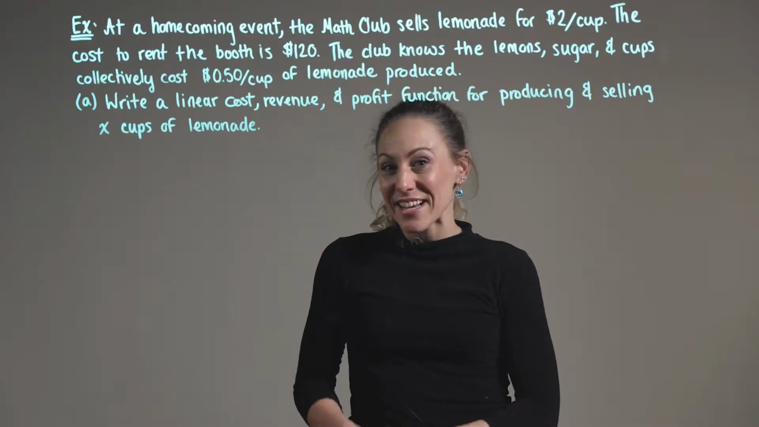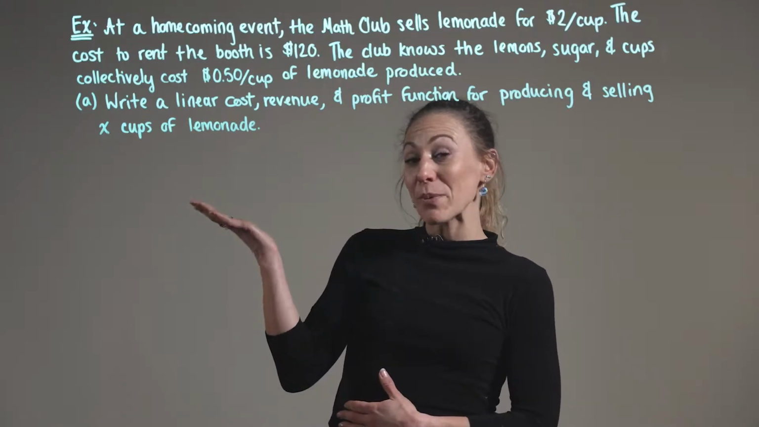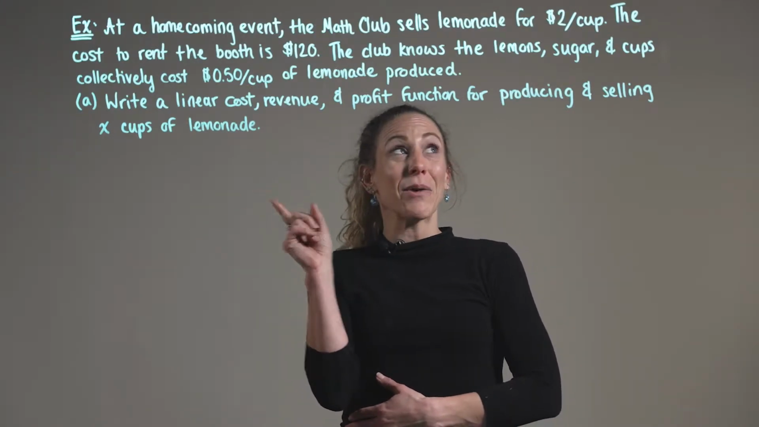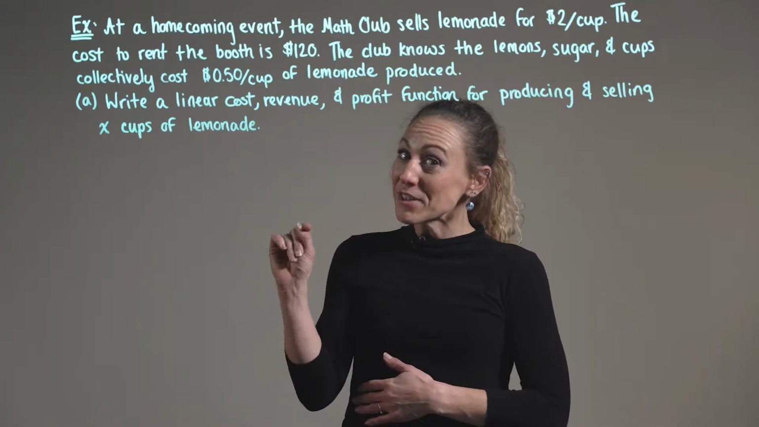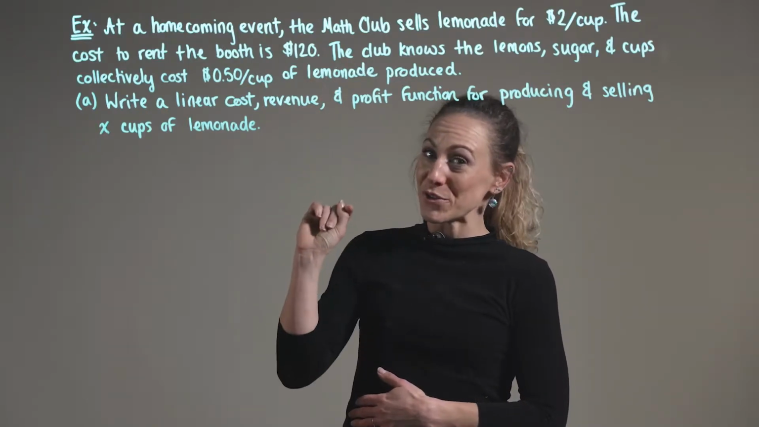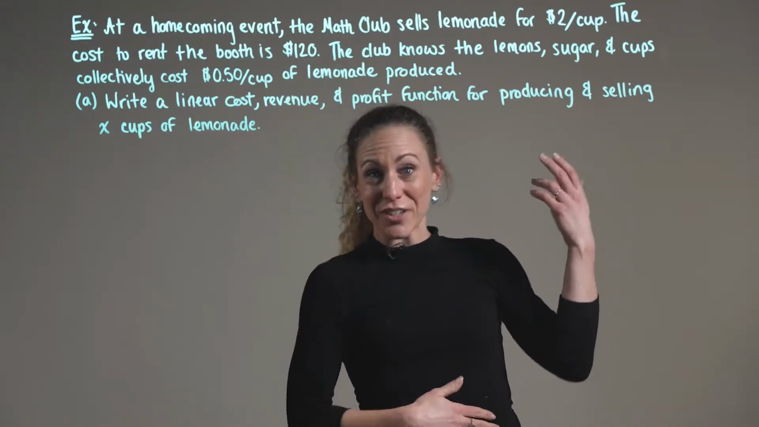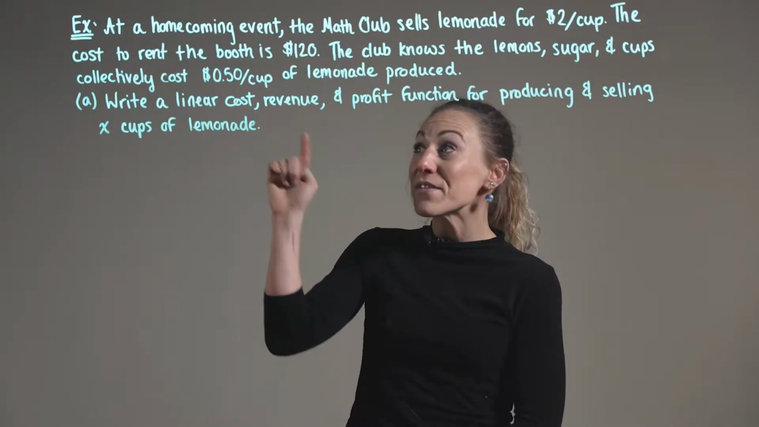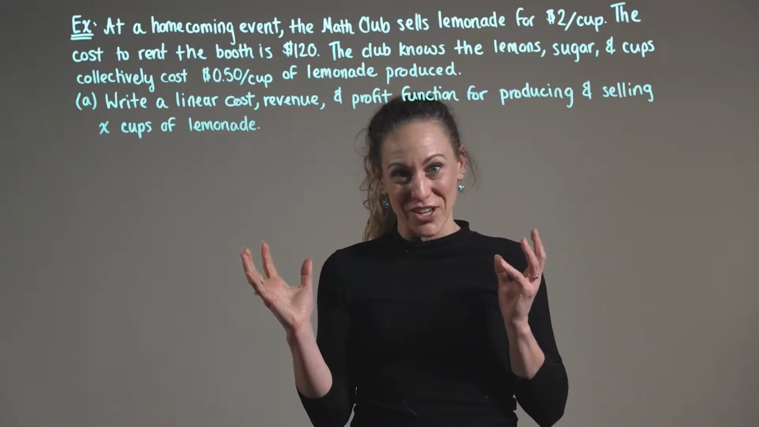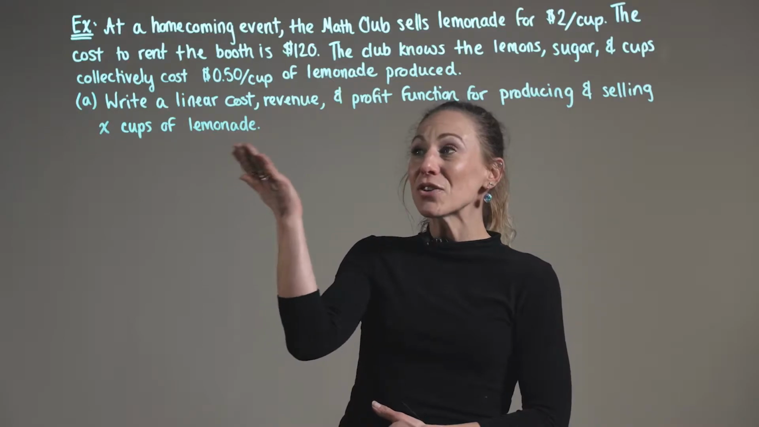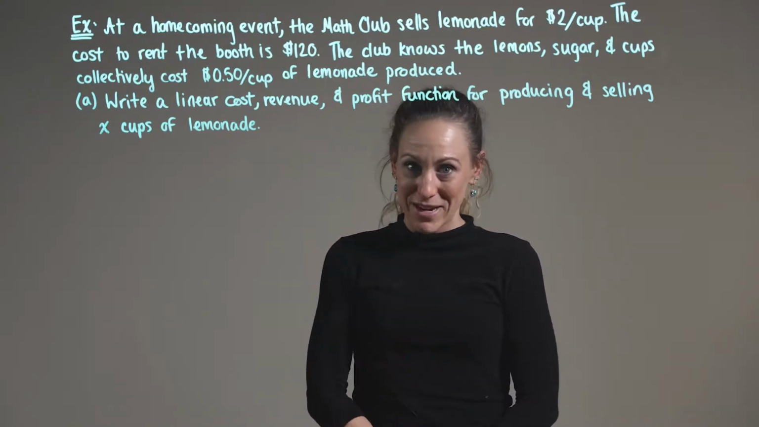So here we're looking at an example of our linear cost, revenue, and profit functions. Now in this example, we have that at a homecoming game, the math club is selling lemonade for $2 per cup. Now, the cost to rent the booth at the homecoming game is a fixed $120. Now, the club knows that the supplies, the lemons, the sugar, and the cups collectively is going to cost 50 cents per cup of lemonade. Now, our job is to take this information and use it to write a linear cost, revenue, and profit function for producing and selling x cups of lemonade.